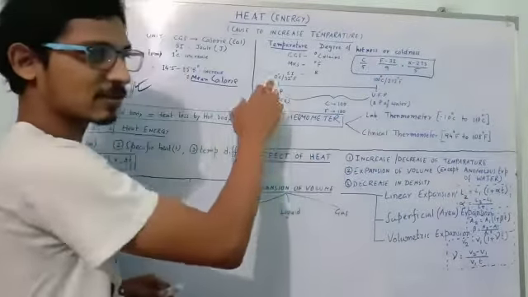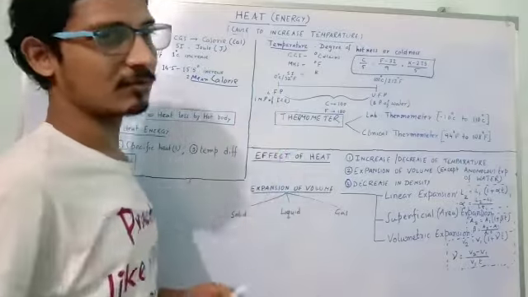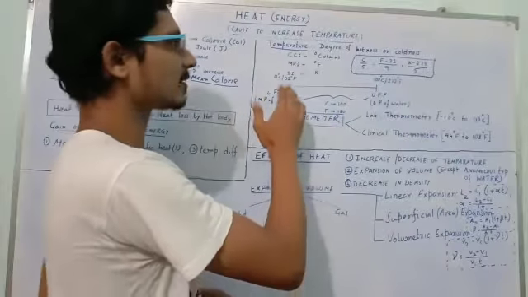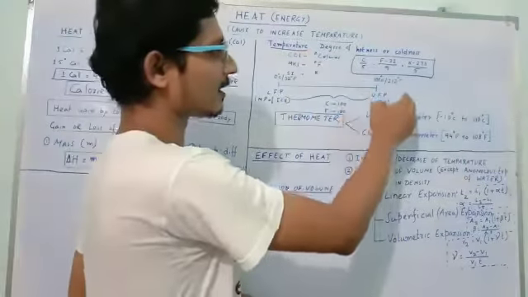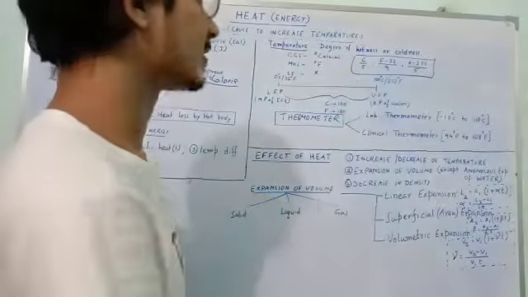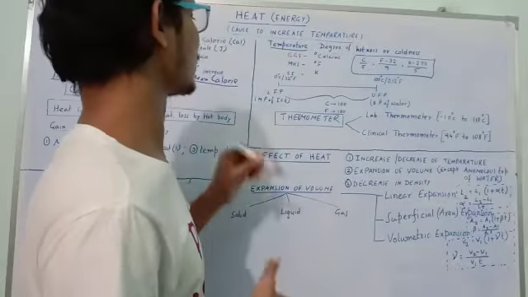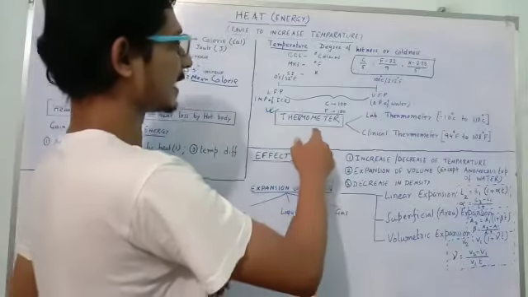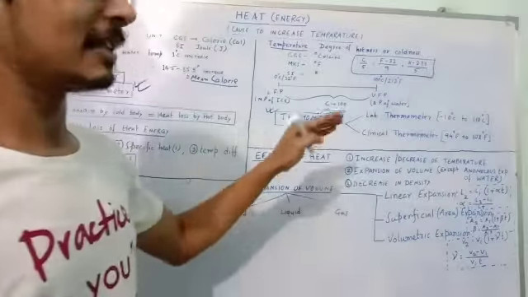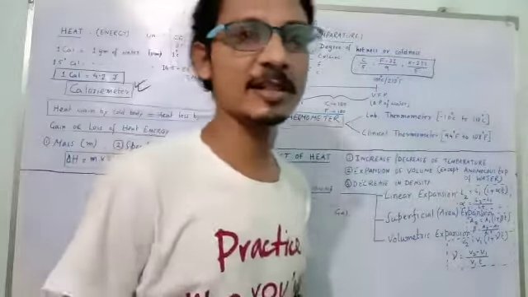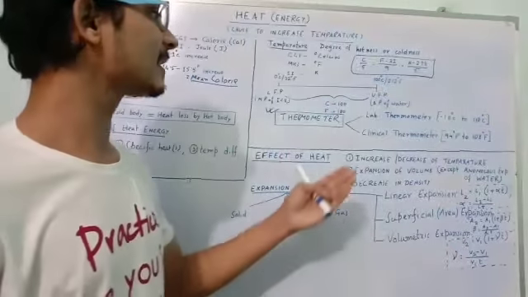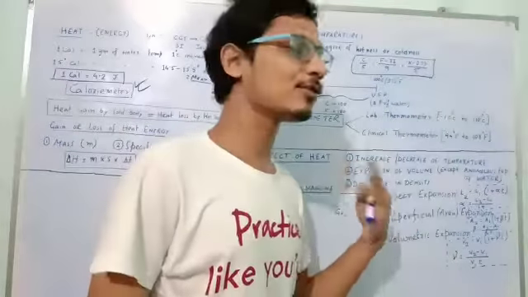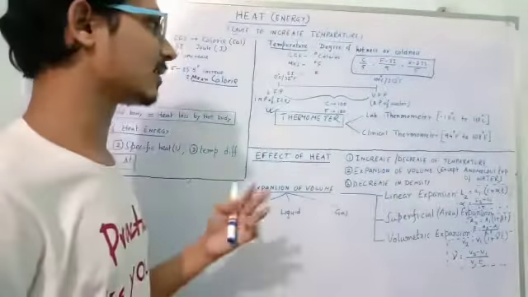0 degree Celsius, the melting point of ice, is called the lower fixed point, and the boiling point of water is called the upper fixed point of a thermometer. A thermometer is an instrument to measure temperature. There are mainly two types of thermometer: the laboratory thermometer, which is used in chemical or physical laboratories, and the clinical thermometer, which is used by doctors or nurses or in hospitals.